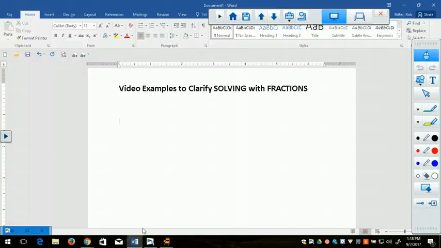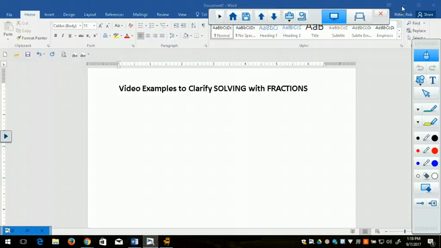This is a supplement to the Algebra Lesson 1.1 for CalcPath Geometry. We're going to do a couple brief examples to clarify solving with fractions for those of you who are at home who need a quick review or may have been confused as you were watching today.